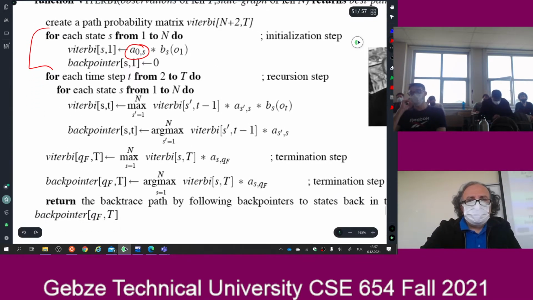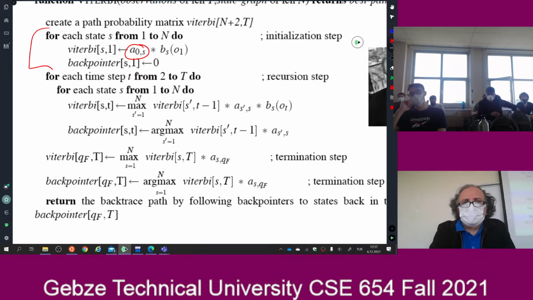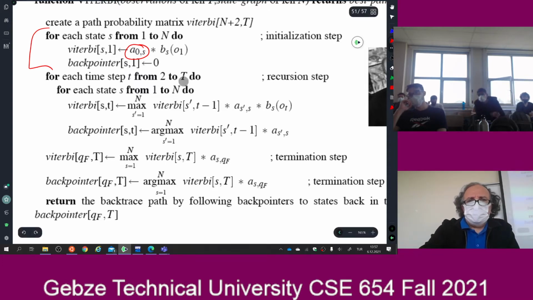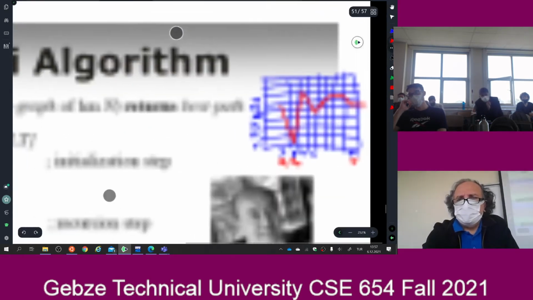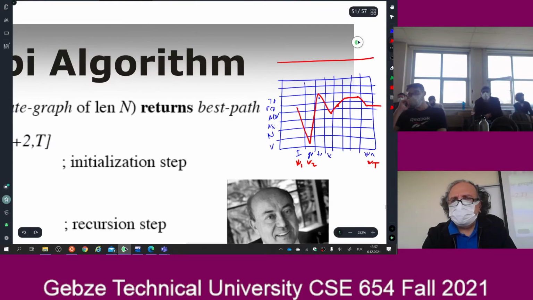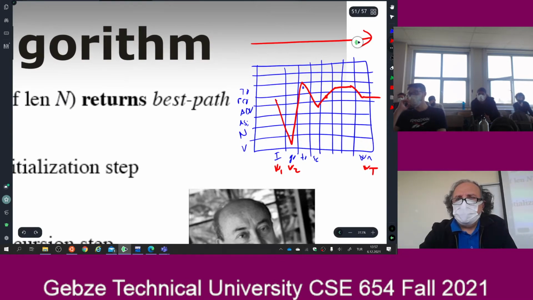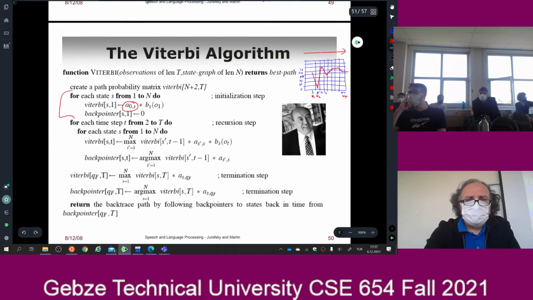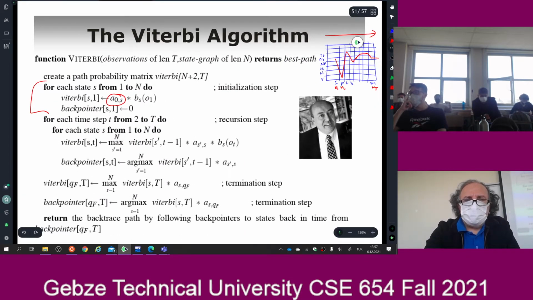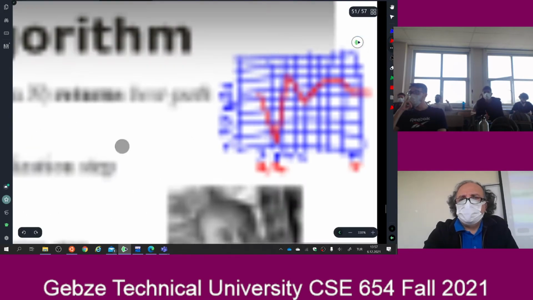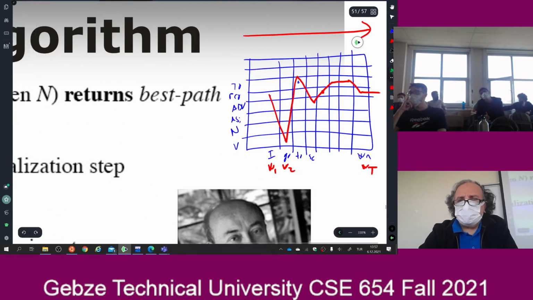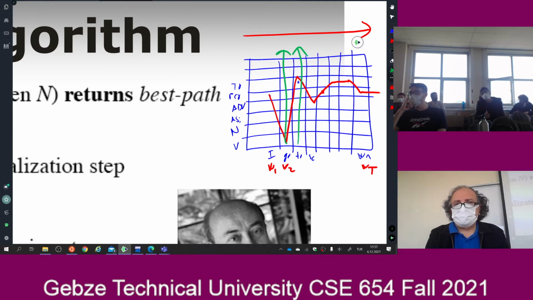Then I have these two nested loops. It talks about from 2 to T. So it's going to be like moving from this end to this end, from 2 to T. At the beginning, I handle this part first, and I'm going from 2 to T. But in every iteration of this loop, I need to go from 1 to N. I need to go like this every time. So I'm going to fill in all those numbers one by one.